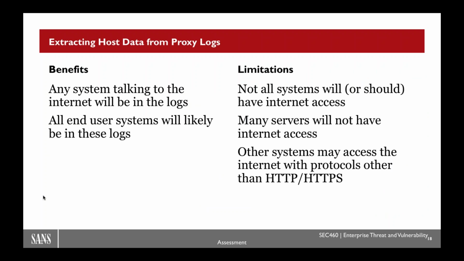Benefits, again: we find systems that are talking to the internet. Any sort of end user system will be in the log, but oftentimes some systems won't. Again, not all systems should have internet access. If all of your systems have internet access, that's probably not a good thing, but on the good side, in a way, it'll show up in your flow data.